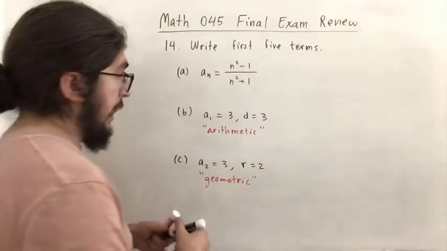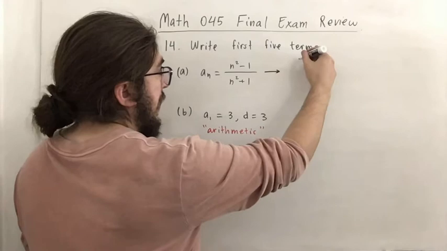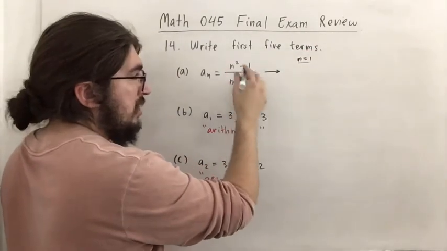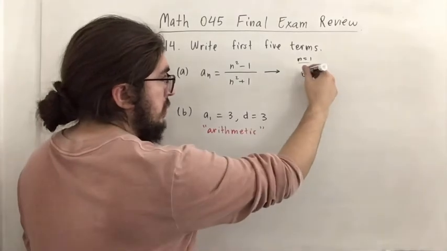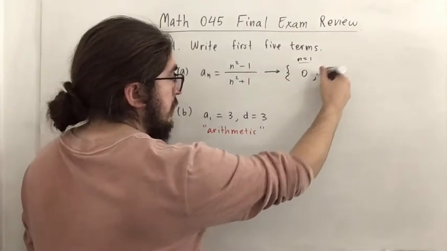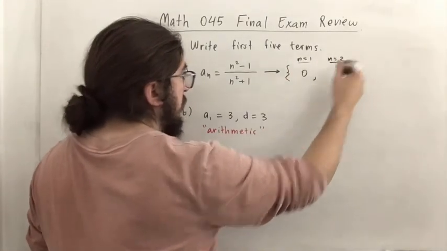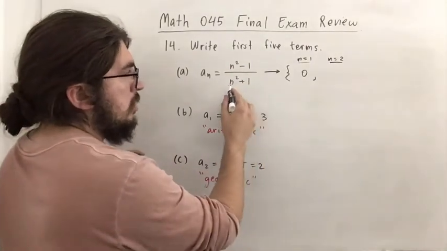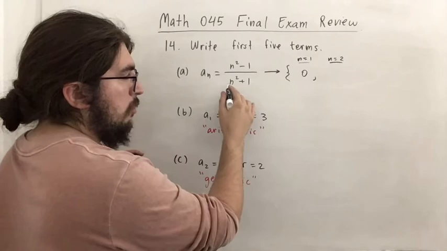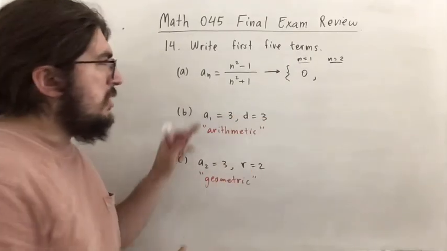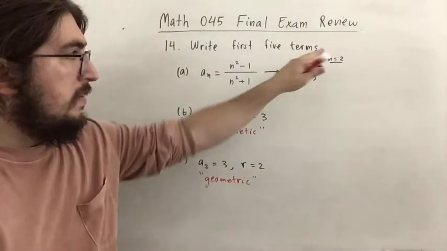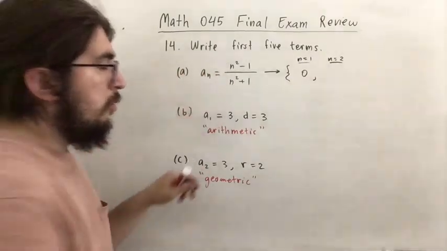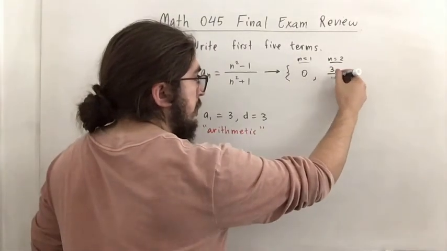Let's move on to a. So I'm going to let n equal 1. When n is equal to 1, we get 1 squared minus 1, that's 0. 0 over anything is 0, so that's 0 for the first term in the sequence. When n is equal to 2, we get 2 squared minus 1, that's 3, over 2 squared plus 1, that's 4 plus 1. It's kind of interesting because n squared is the same. So if you square 2, you get 4, right? So 4 minus 1 over 4 plus 1, that's 3 over 5.